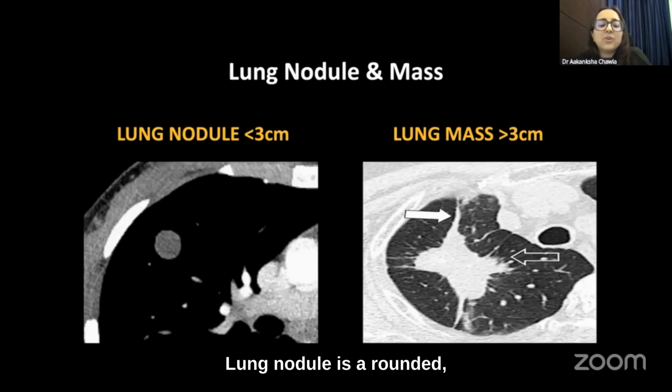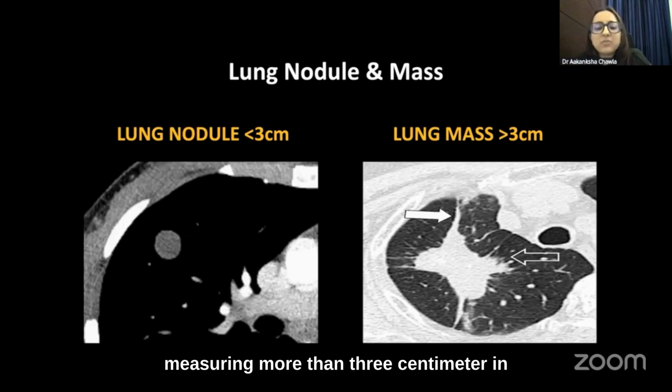So what is a lung nodule? A lung nodule is a rounded, well circumscribed opacity seen on a CT scan or a chest X-ray, measuring less than 3 centimeters in average diameter. And what is a lung mass? A lung mass is basically an ill-defined, irregular mass lesion seen on a CT scan or a chest X-ray, again measuring more than 3 centimeters in average diameter.